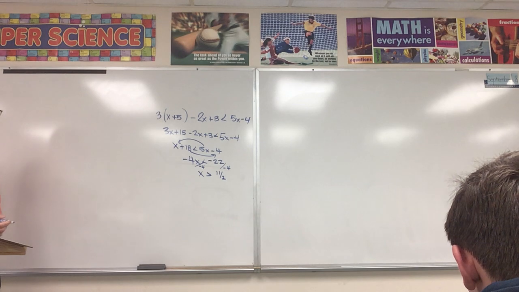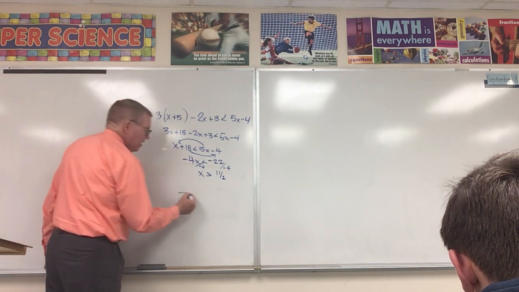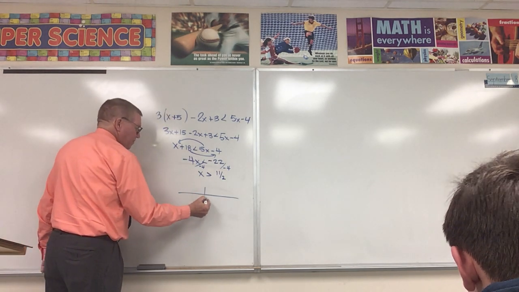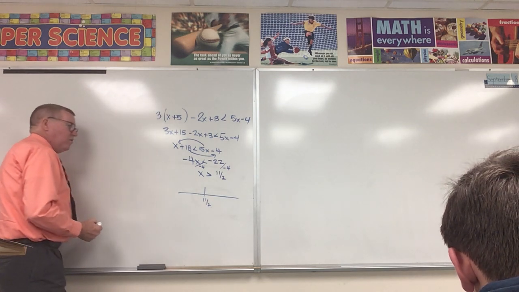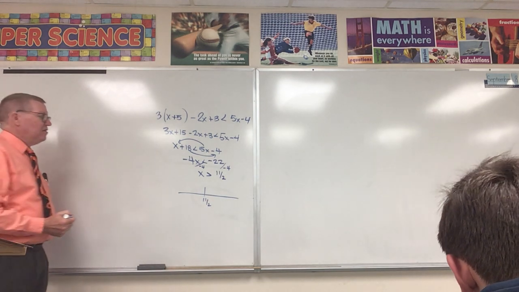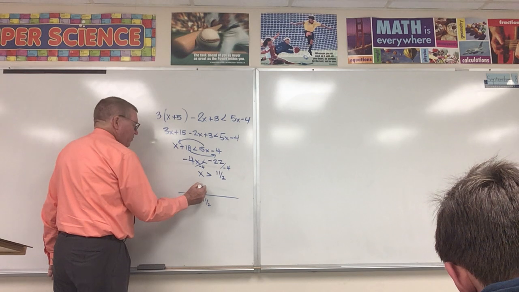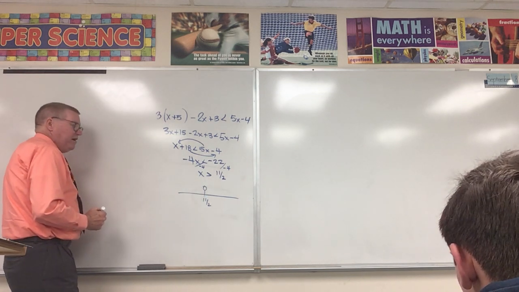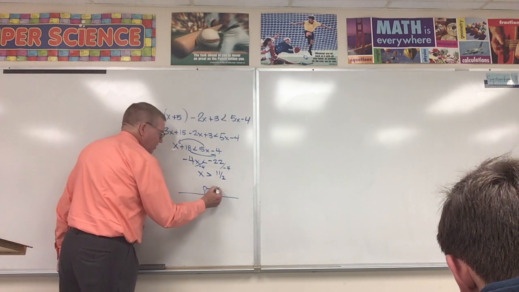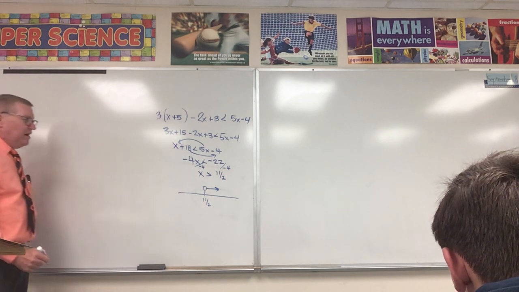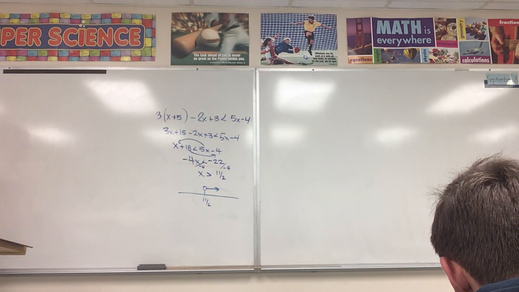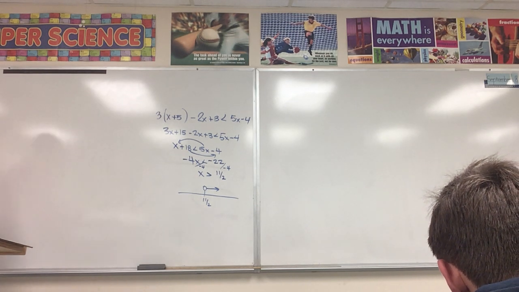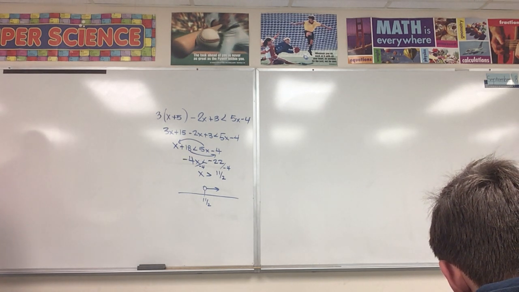Okay? Now we're going to draw a number line. All I need is one number. And what's going to be above 11 halves? An open circle. And which direction will I draw my arrow? To the right. So x is greater than 11 halves. Okay?